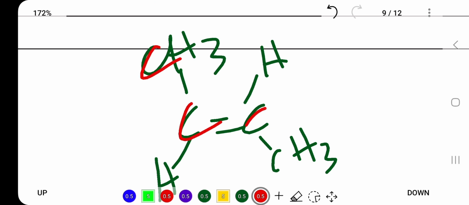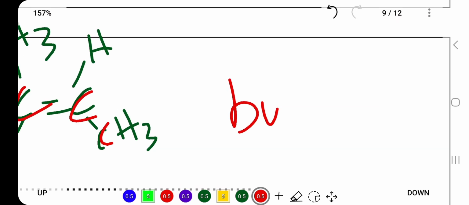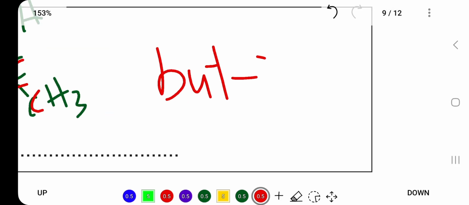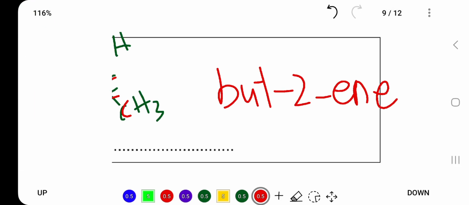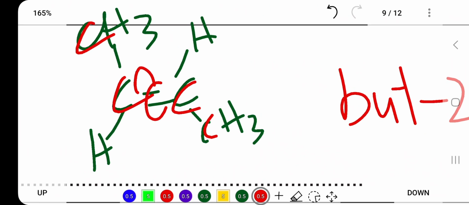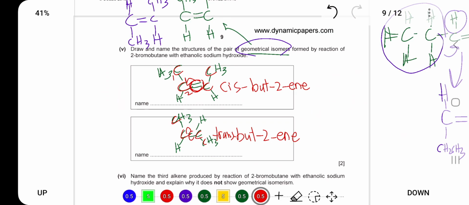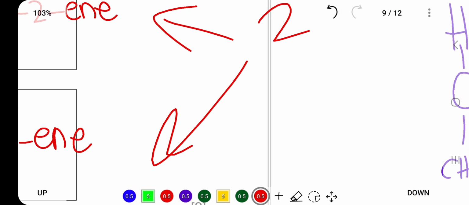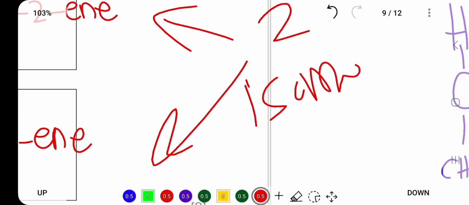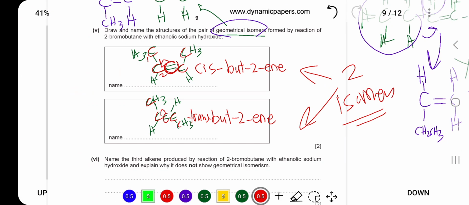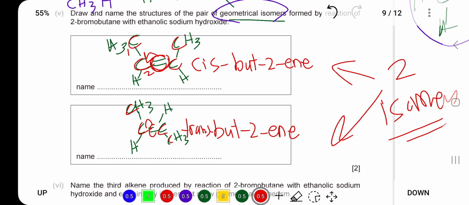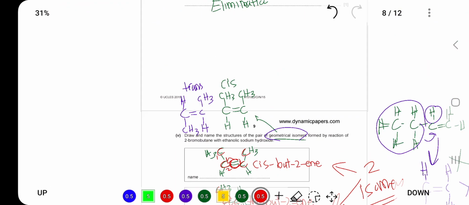Now this is the exact same thing. You have 1, 2, 3, 4, but-. The double bond is present in the second carbon, 2-ene again, and this is not the end. This is a trans. So you should specify whether it's trans or cis. And these are counted as 2 isomers since they come in paper 1 always. Yes, cis and trans for geometrical isomers are counted as 2 isomers.